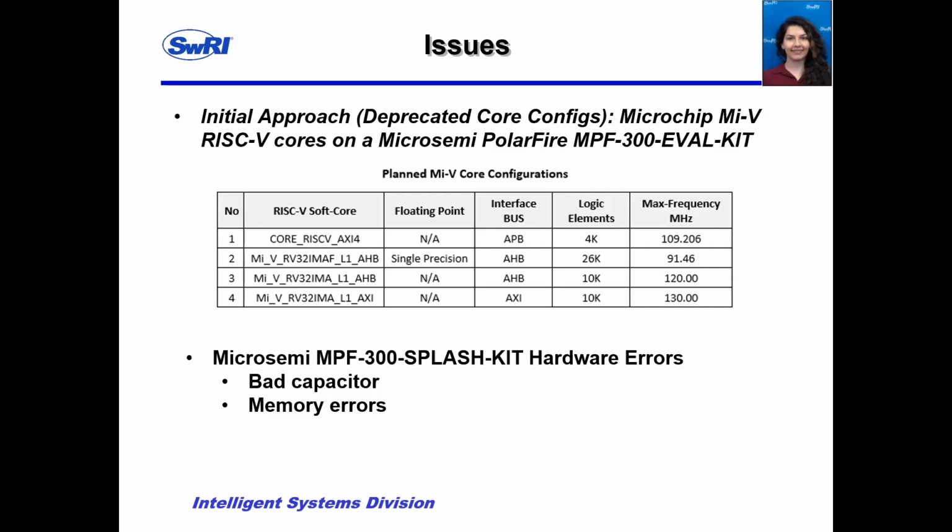The team encountered several issues with the Microsemi hardware and software. The planned MI-V core configurations, as listed here, were made legacy during the course of testing, and a migration guide detailed the switch to newer cores. These new cores will require a new development board, the Splash Kit, which was received defective twice with hardware problems. We should also mention that board replacements were delayed because of COVID-19 and IC manufacturing shortages.